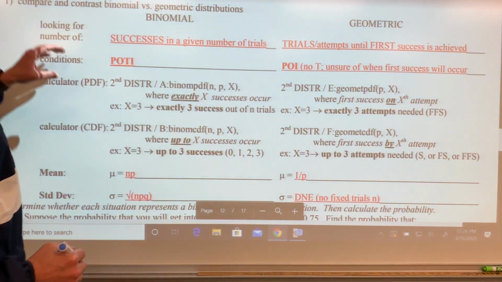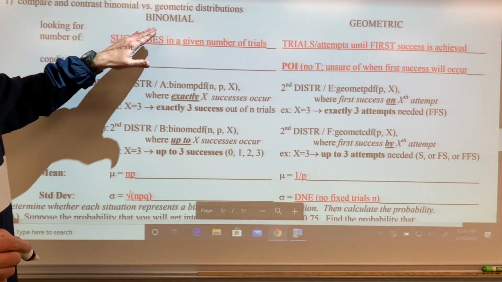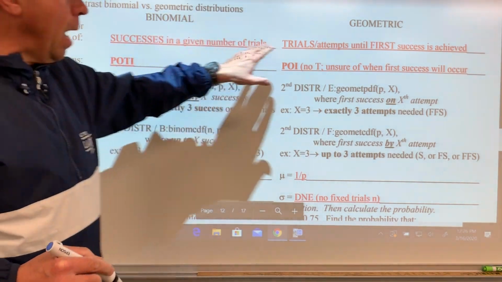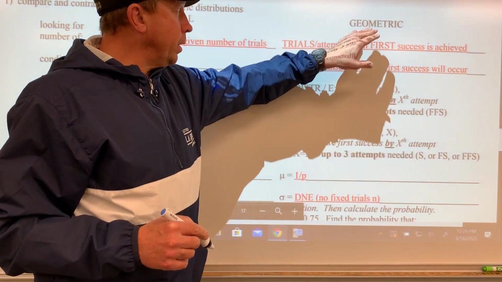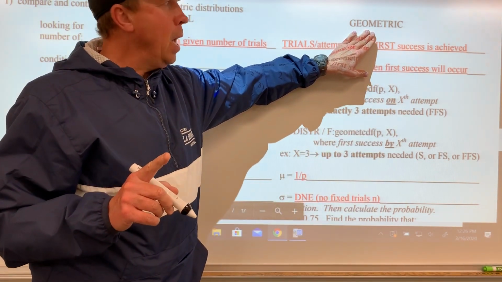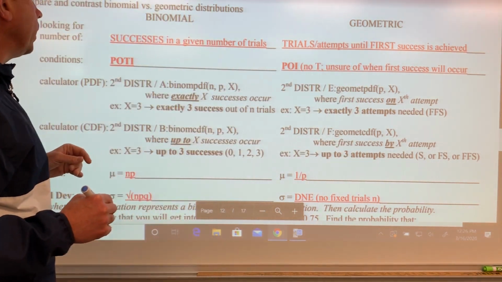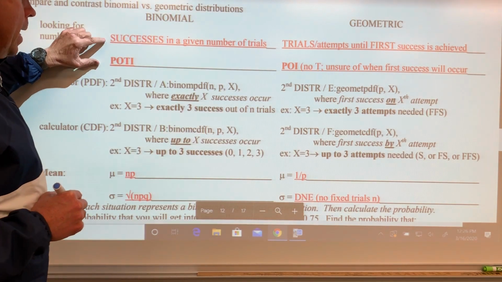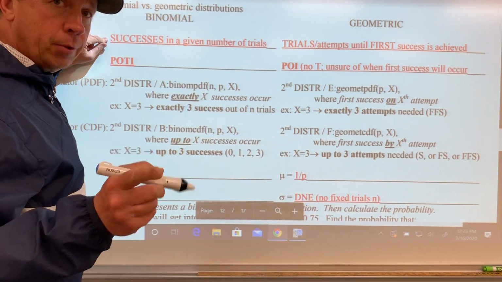Okay, this is chapter 6, day 10. We've gone over binomials, and now we're going to compare them to the geometric distribution. This distribution is often called the waiting time distribution, and it's a cousin, essentially, of the binomial. They're very similar, okay? The binomial attempts to find the probability of successes in a given number of trials.